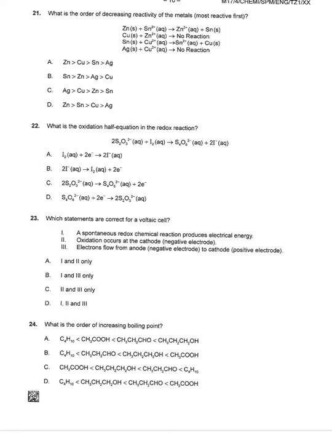Number 21, what is the order of decreasing reactivity of the metals, most reactive first? So if I look at each equation and assess what it's telling me, the first one, zinc metal bumps off the tin, so zinc is more reactive than the tin. The second one, copper trying to bump off zinc ions is not successful, so zinc is more reactive than copper. And then tin trying to bump off copper is able to do it, so tin is more reactive than copper.